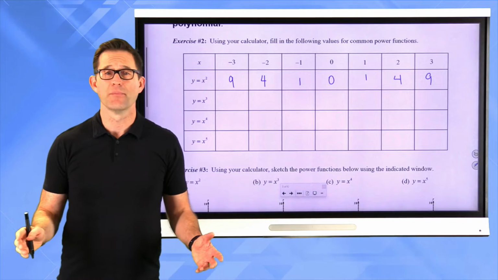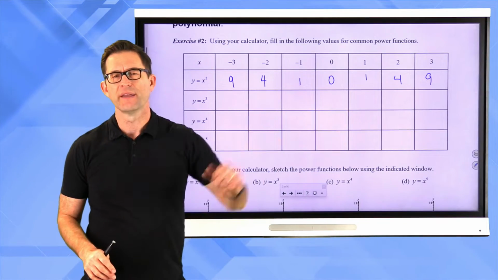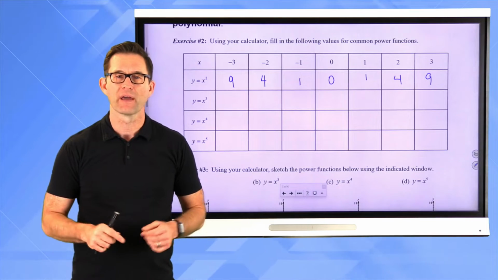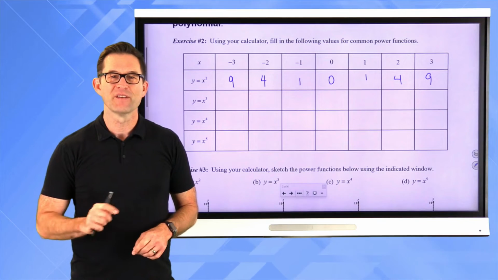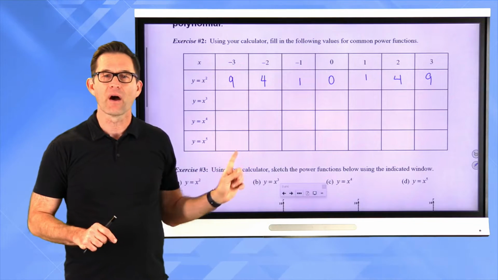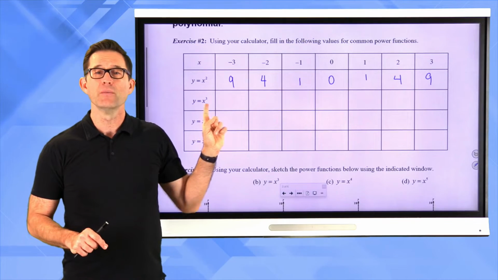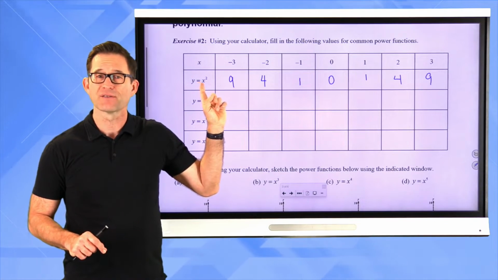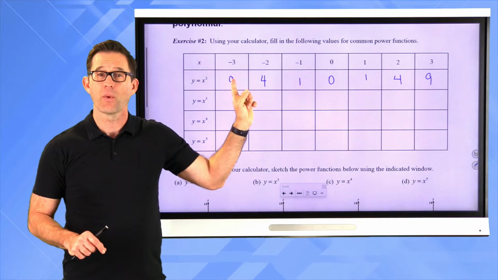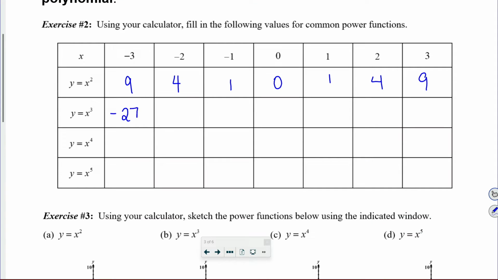Right? Real simple. Now, you might think, well, now that I'm cubing, that's going to be a little bit harder because now I have to cube -3, cube -2, cube -1. But you can actually fill in this table pretty easily with or without your calculator by going down a column now instead of across a row. Why? Because x cubed is just x squared times x. So if I want -3 cubed, I could take -3 squared and multiply it by -3. That means that -3 cubed would be -27.